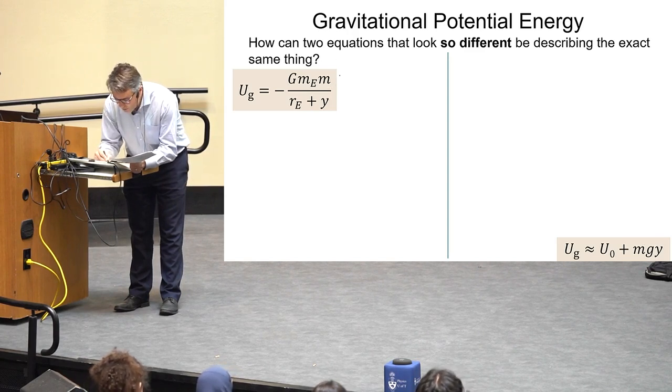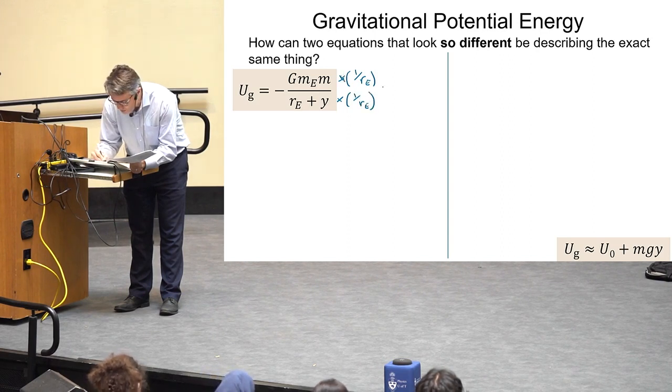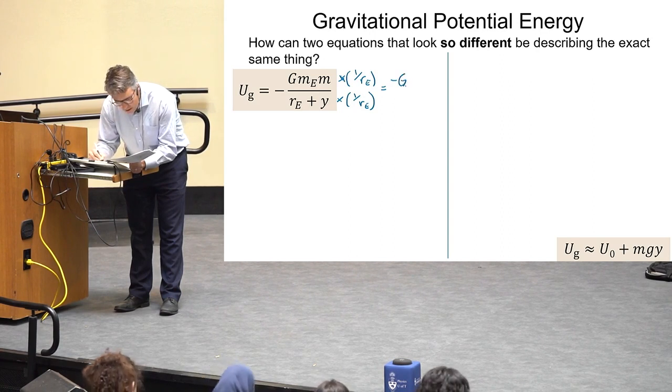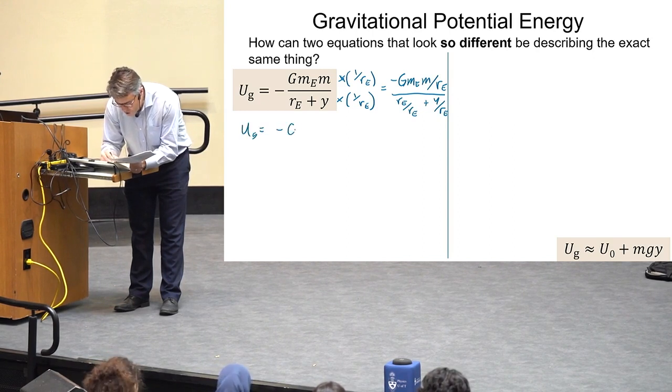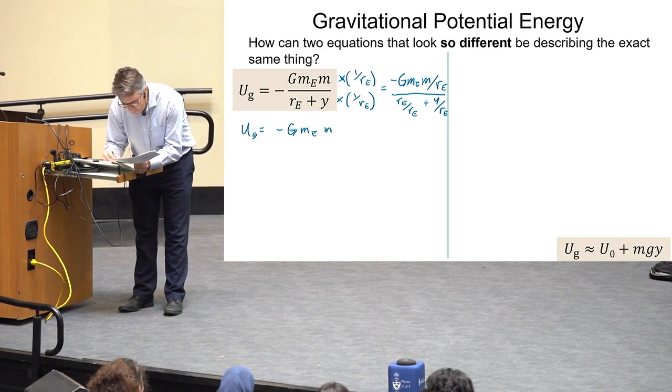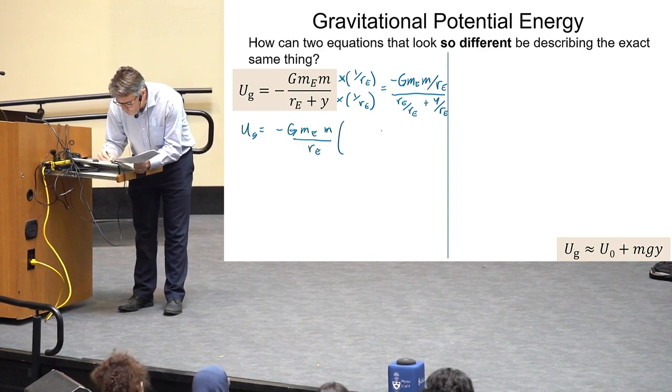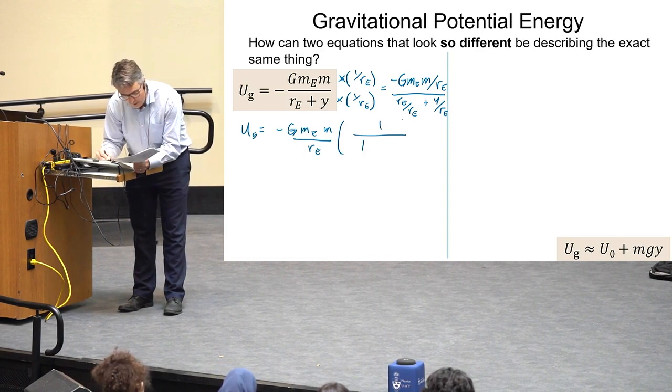So what I can do is multiply the top and bottom by 1 over r sub e, the radius of the Earth. I'm going to do a couple of mathematical tricks. So this is going to be negative G times the mass of the Earth times m, the mass of the object, divided by the radius of the Earth, and then divided by r_e over r_e plus y over r_e. So you can write that as U sub g is negative G m_e m divided by r_e times 1 over 1, because r_e over r_e is 1, plus y divided by r_e.